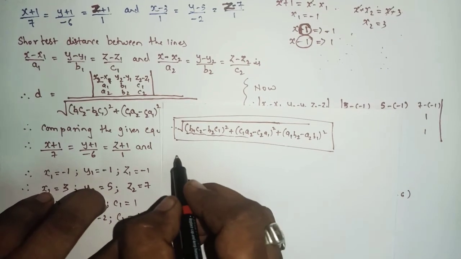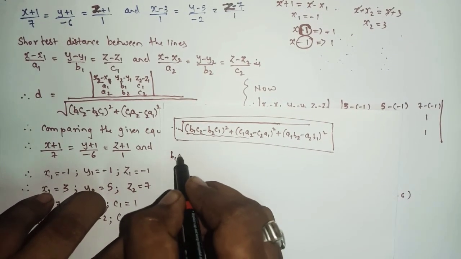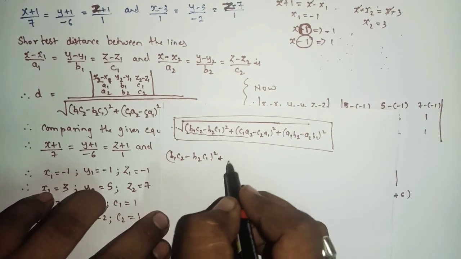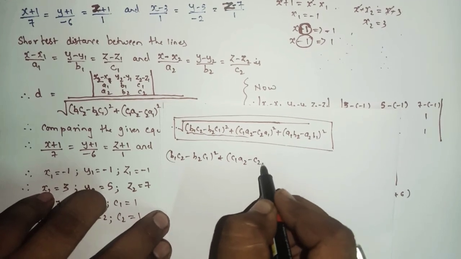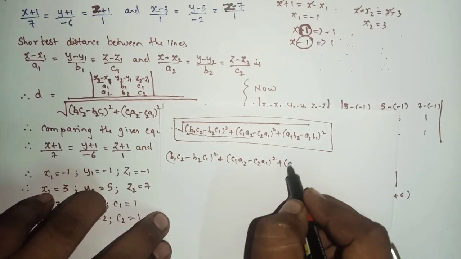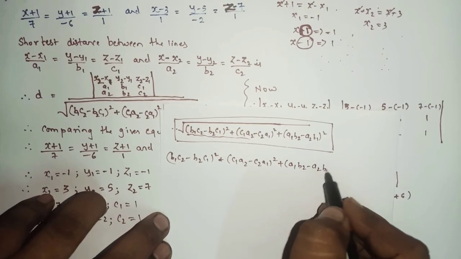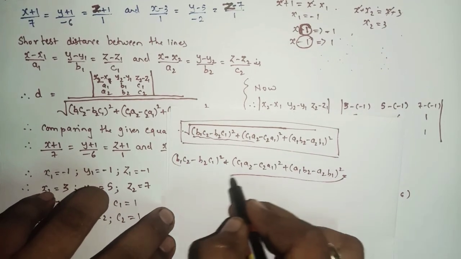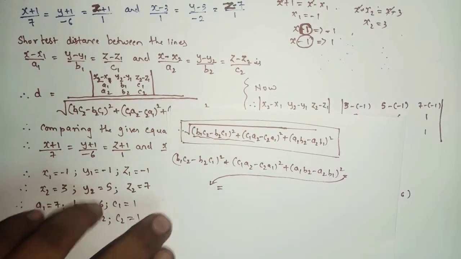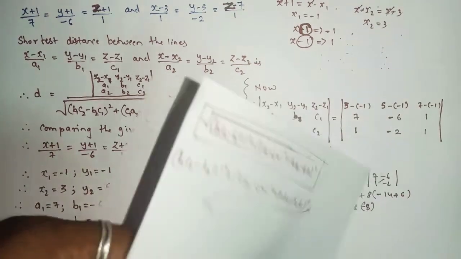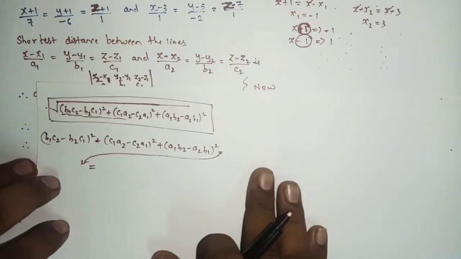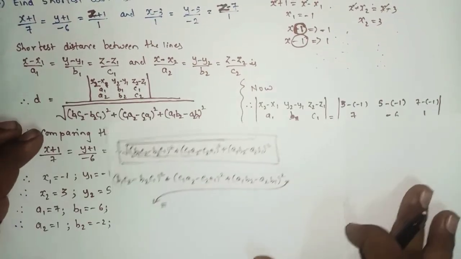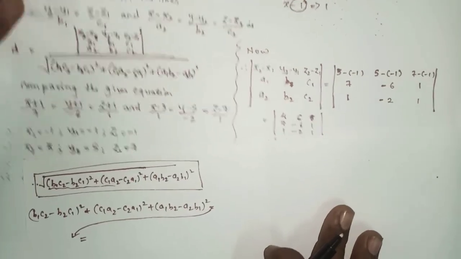So first we'll find b1 c2 minus b2 c1 the whole square. Yes or no? Plus c1 a2 minus c2 a1 the whole square, plus a1 b2 minus a2 b1 the whole square equals to. So the section I will write here. I will start from here. Equal to, or else if you want to substitute the value further, here only I will show. So b1 c1, so what is the value? We'll check for b1 c1.